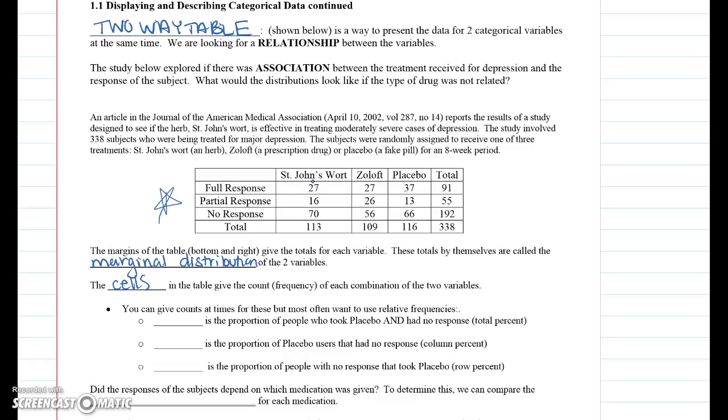If there was absolutely no association, so if the drug and the reaction were not related, all would have a similar response. So all 3 categories would have similar counts, I guess percentages. 3 categories, similar percentages for each. So each little bar, if you're comparing them, will be pretty similar. Now, it's not going to be perfect because it's just a sample, but it should be relatively close.